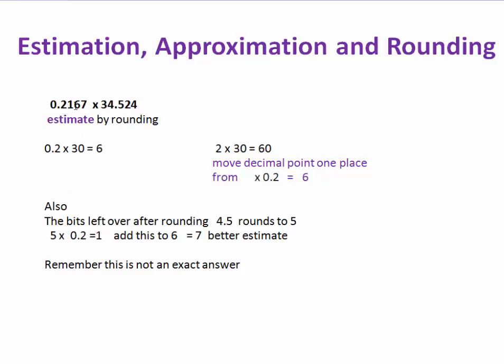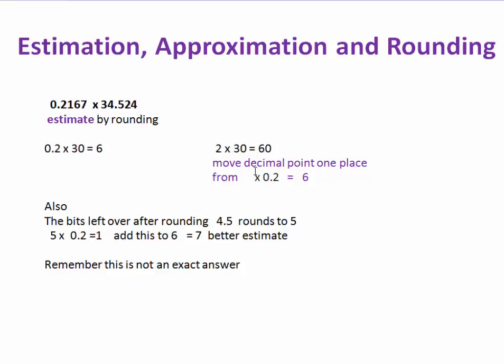Multiplying decimals and estimate by rounding. So we've got this decimal and then this one. This is roughly 0.2. This is roughly about 30. So 30 times 0.2 is 6. How did we do that quickly?